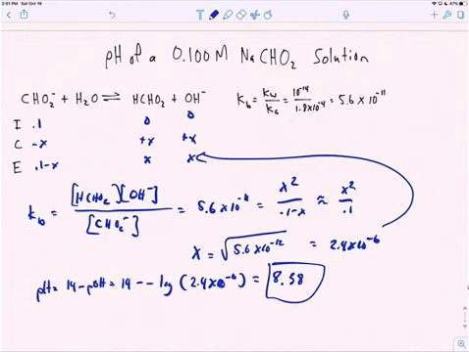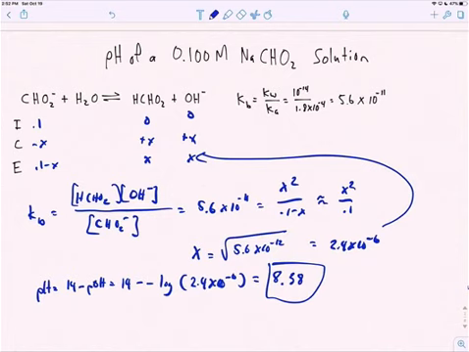Okay, so recap for this one. You, the student, have to know the hydrolysis expression. You have to know what happens when an anion like the formate anion reacts with water. And you also have to know that Ka times Kb equals Kw. You might be able to find the Kb of sodium formate if you do a Google search, but if you try and look in your textbook, you're not going to be able to find it.